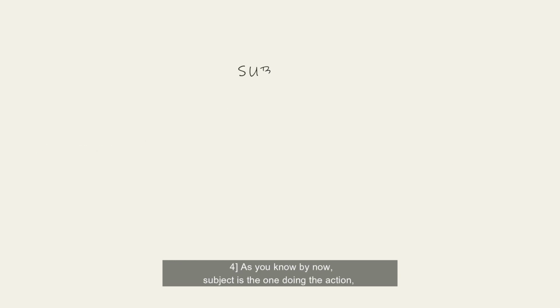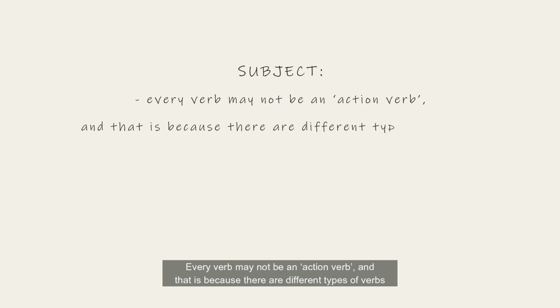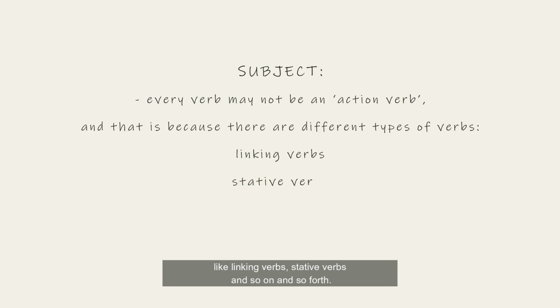Number 4. As you know by now, the subject is the one doing the action, but a verb, often, may not suggest that in a way that is very obvious. Every verb may not be an action verb, and that is because there are different types of verbs, like linking verbs, stative verbs, and so on and so forth.